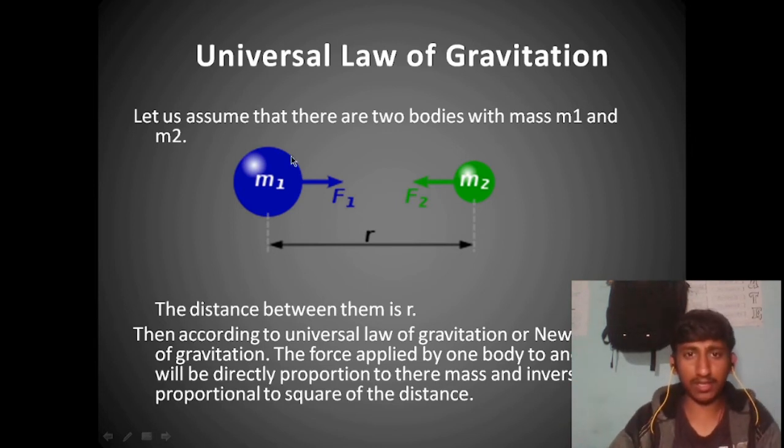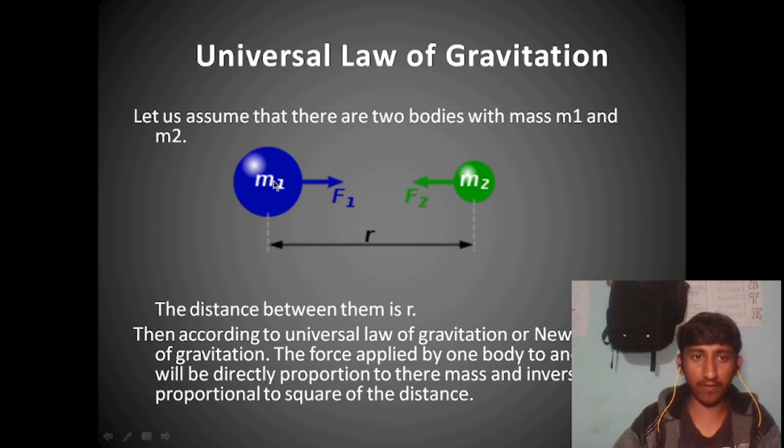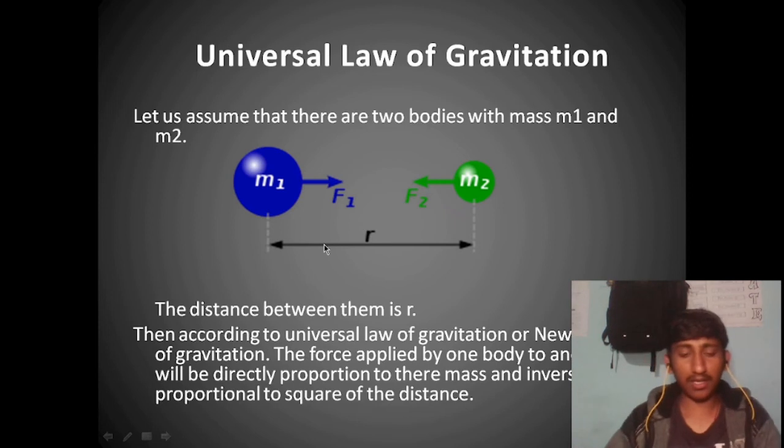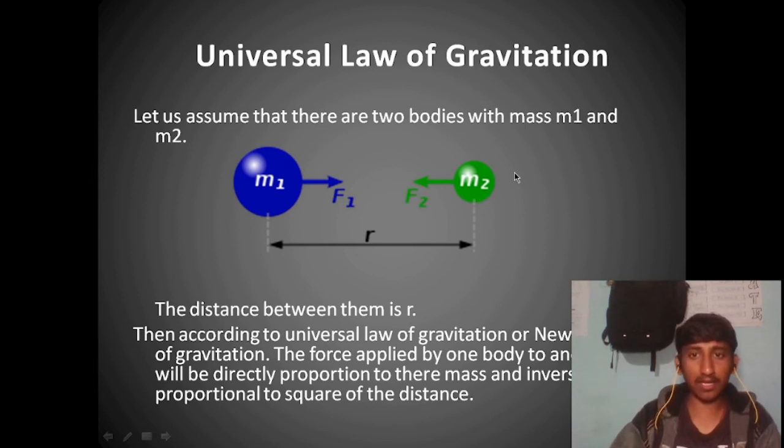So let's assume that there are two bodies with mass m1 and mass m2. The first body has mass m1 and the second body has mass m2. And the distance between these two bodies is, let's say, small r. Then the universal law of gravitation states that the force applied by one body on the other body will be directly proportional to their masses and inversely proportional to the square of their distance.